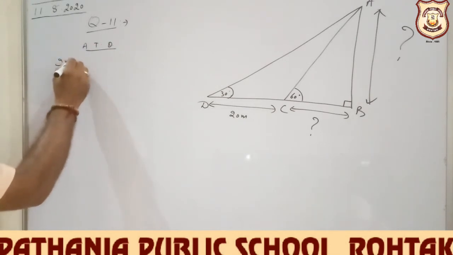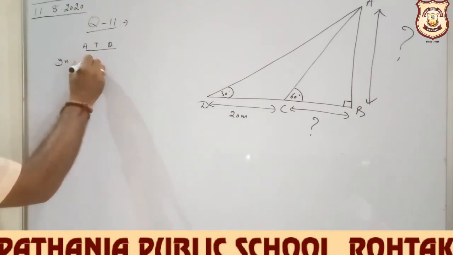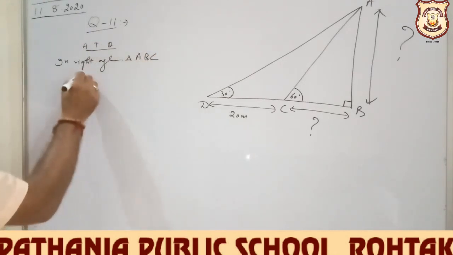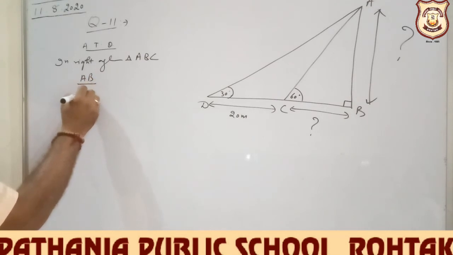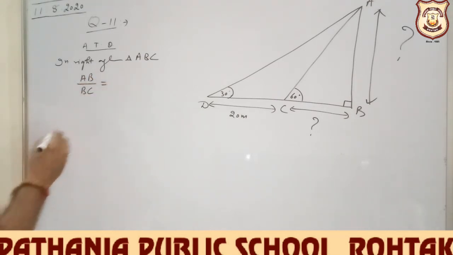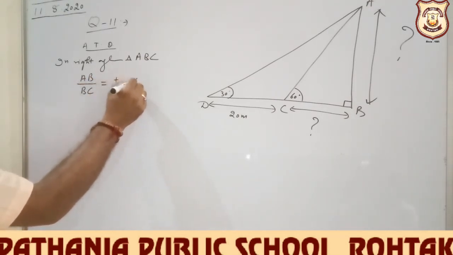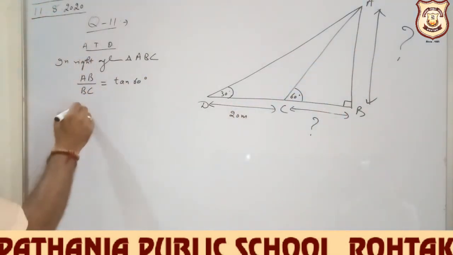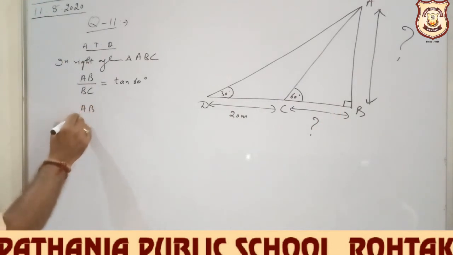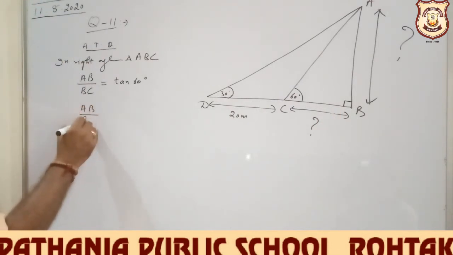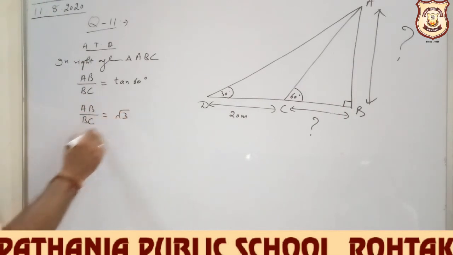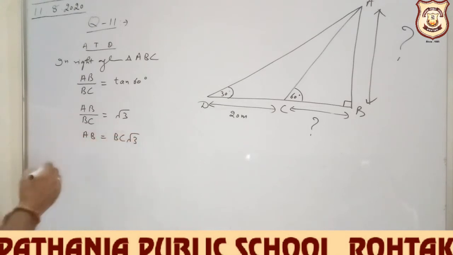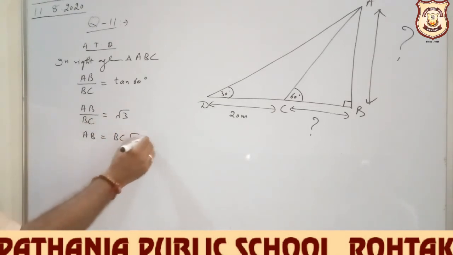In right angle triangle ABC, AB upon BC equal to tan 60 degree, P upon B. AB upon BC equal root 3. AB equal BC root 3. BC this side multiply, mention this one as 1.